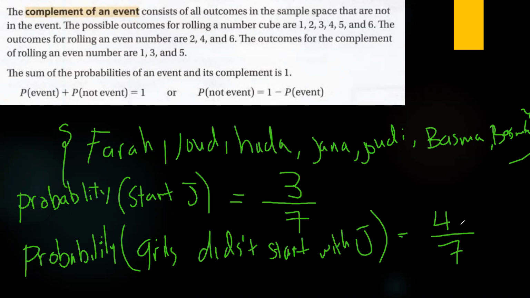Now, I want you to know that the probability of the event of choosing J and the probability of not choosing J, if you add them, what do you get?